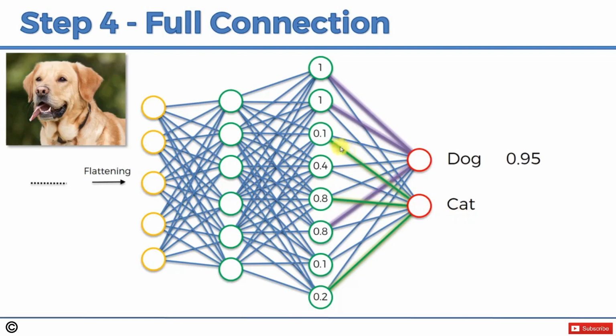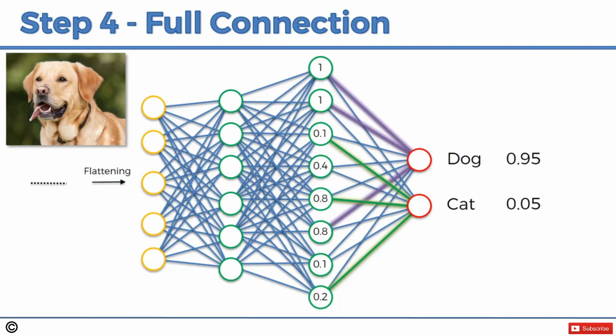The cat neuron looks at these three and says, okay, this one is pretty high, but these are pretty low. Interesting, so my probability is going to be 0.05. And that's where you get your prediction. So then your first choice for this neural network is dog, second choice is cat, and that's pretty much it. So the answer is dog.